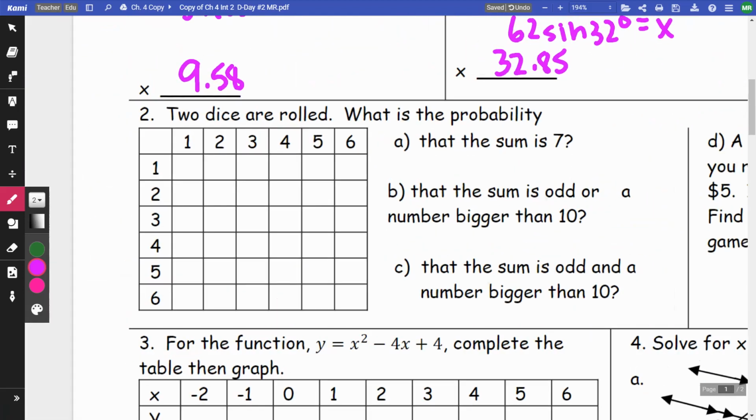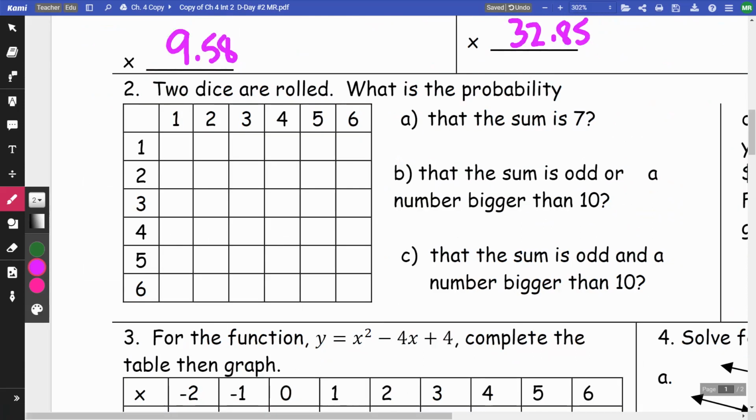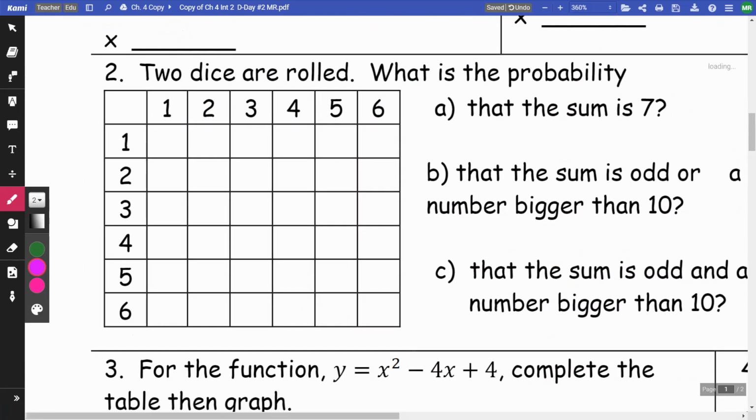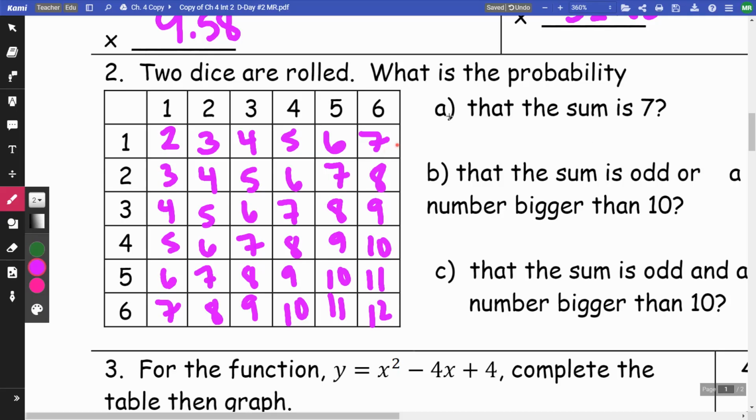Okay, on number 2, what is the probability? So let me just fill this table out. So we're just going to be adding it. 1 plus 1 is 2. 1 plus 2 is 3, and so on. So let me just pause and add that in. Okay, so I filled out the table.